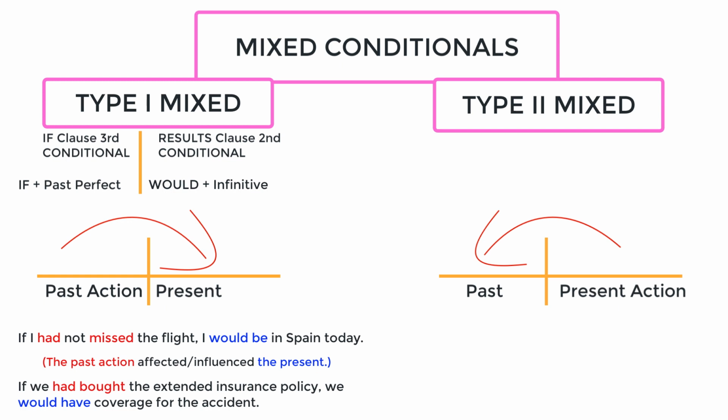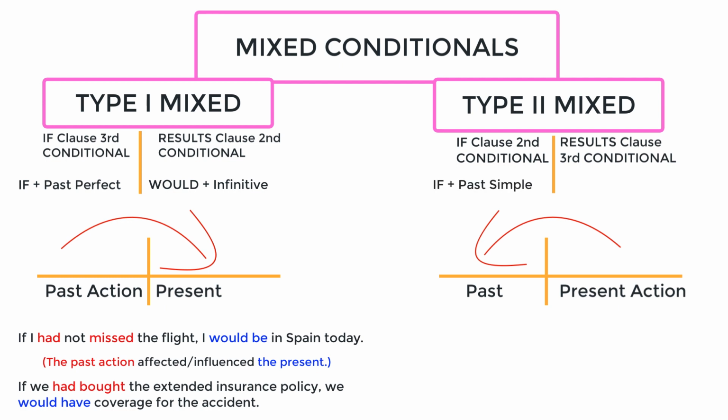Let's go on to the second example of a mixed conditional. And this is where a present action affects the past. This type of conditional is formed by taking the if clause from the second conditional and mixing it with the results clause from the third conditional. So it is formed by using if plus the past simple and would have plus the past participle.